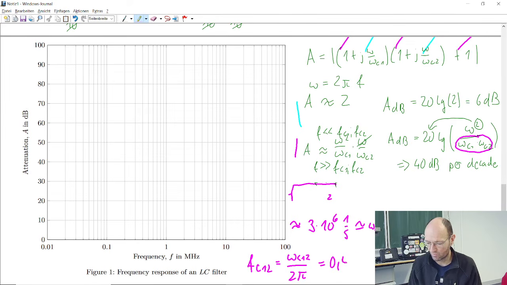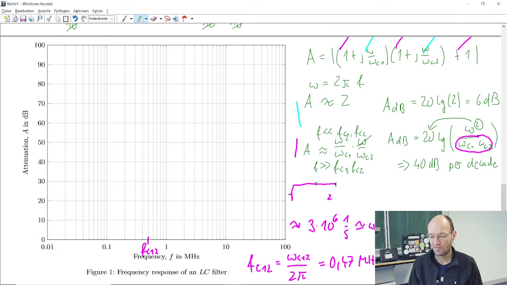We get 0.47 megahertz. But we cannot really draw and plot 0.47. We can plot 0.5 megahertz. Okay, so our corner frequency, so here's 0.1, 0.2, 0.3, 0.4, and 0.5. Here's where our corner frequency is. Here's where this fc12 is.